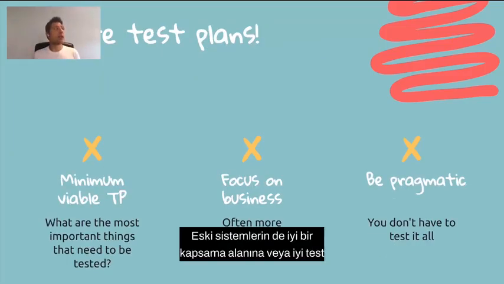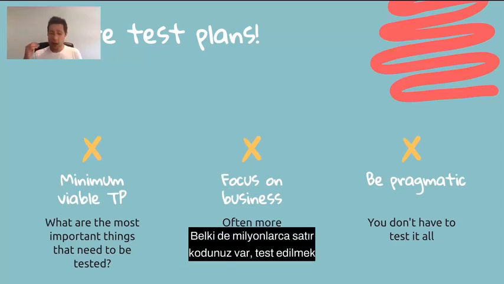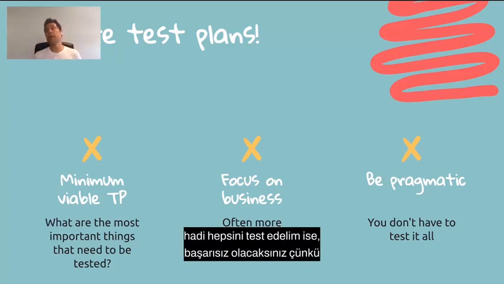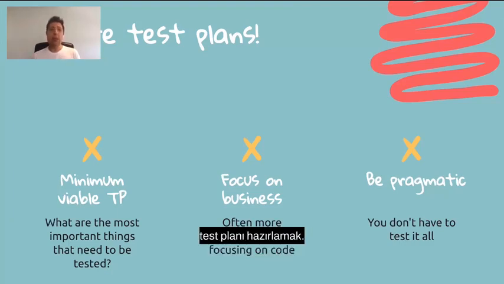Legacy systems are also likely not to have good coverage or good test suites, and understanding what to test is a problem when you're there, right? Maybe you have millions of lines of code, a couple of hundreds of flows that you want to get tested, and if your mission is let's test it all, you're going to fail because that's too big of a mission. You got to focus. My suggestion is get together with this team and come up with a test plan.